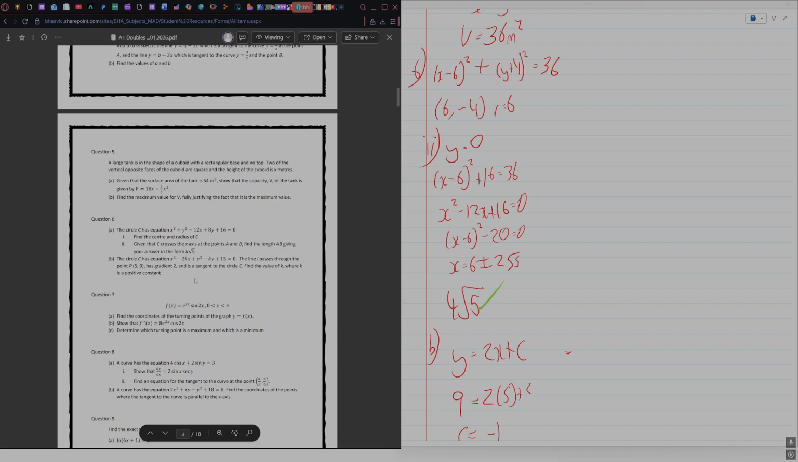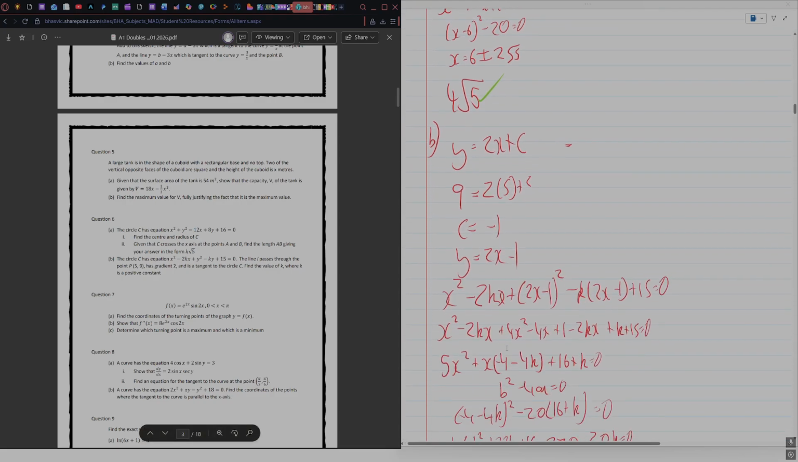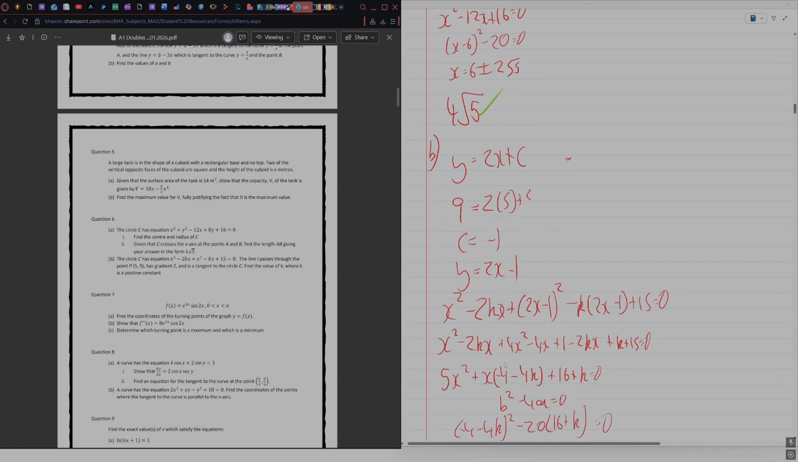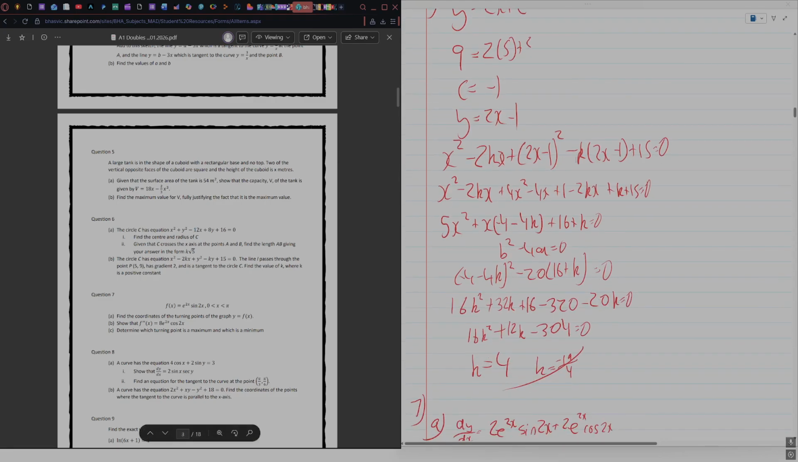Next, for part B, I had so many different ways of doing this until I figured out how to actually do it. So in the end, you know that it's a line passing through this point and it has gradient 2, so you can just put this into y equals mx plus c. You get the line, and then you can substitute y equals 2x minus 1 into this. Eventually you'll get a quadratic with x's and k's, and then you can use the discriminant and find k eventually after a lot of algebra.